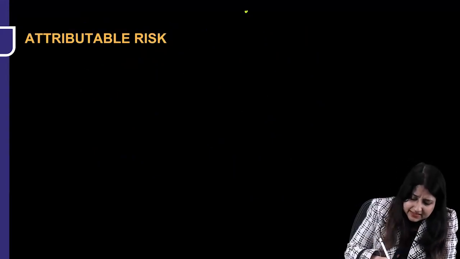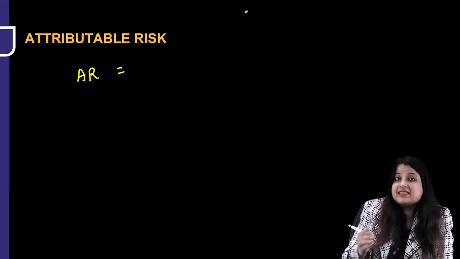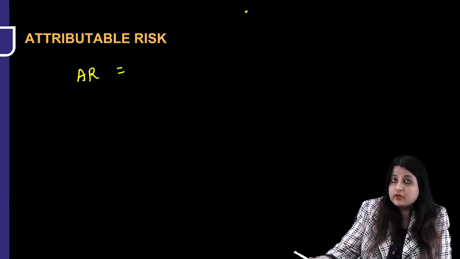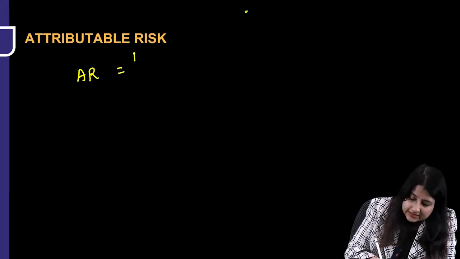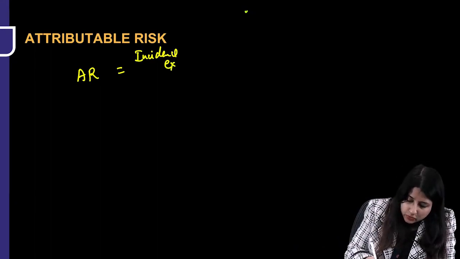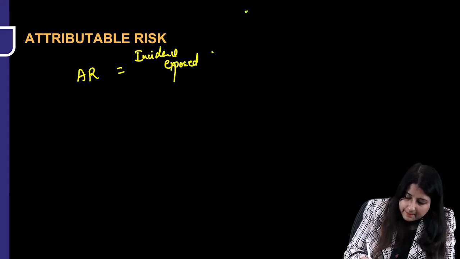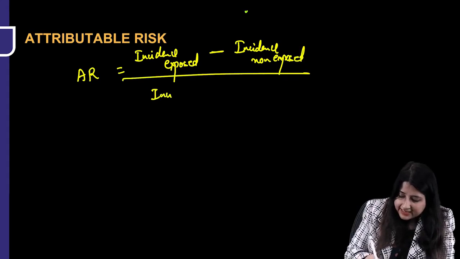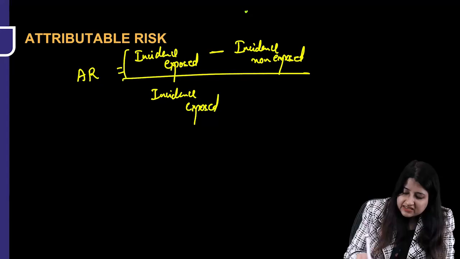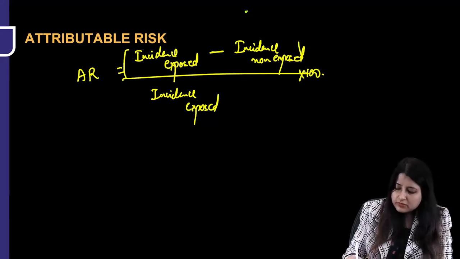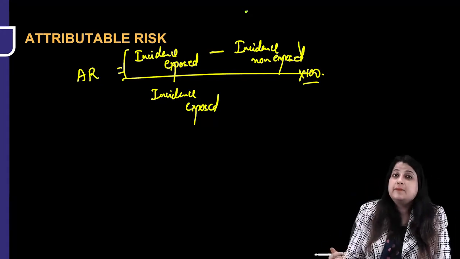2 by 2 table will be the same. But what is the formula? This is difference in exposed and non-exposed. That is what the question came. Okay, so it is incidence among exposed minus incidence among non-exposed divided by incidence among exposed. Can you see this is a difference and the multiplier is always 100. It's expressed as a percentage.